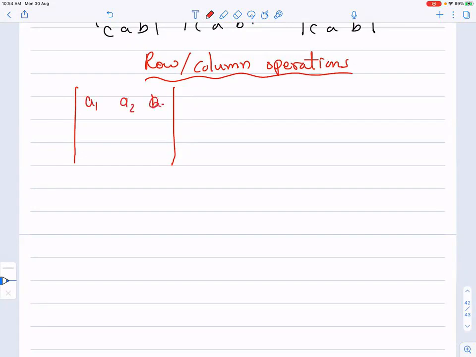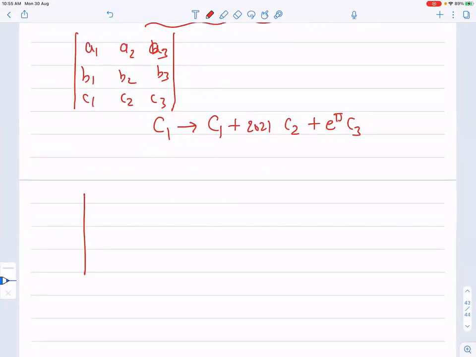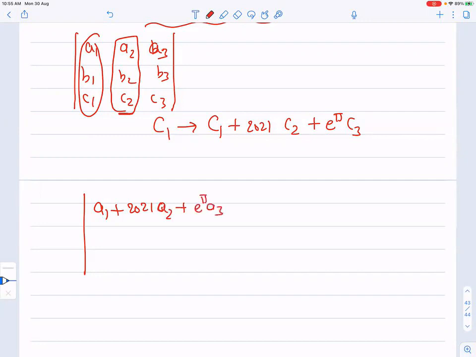Imagine you have A1, A2, A3, B1, B2, B3, C1, C2, C3. And I'm trying to do a change in the first column. The change I'm doing is column 1 replaced by column 1 plus 2021 times column 2 plus e raised to pi times column 3. So the first column becomes A1 plus 2021 times A2 plus e raised to pi times A3, B1 plus 2021 times B2 plus e raised to pi times B3, C1 plus 2021 times C2 plus e raised to pi times C3, and the other columns stay B2, B3, C2, C3.